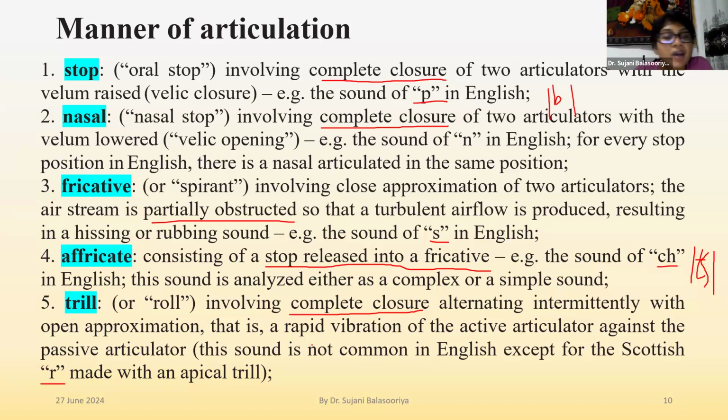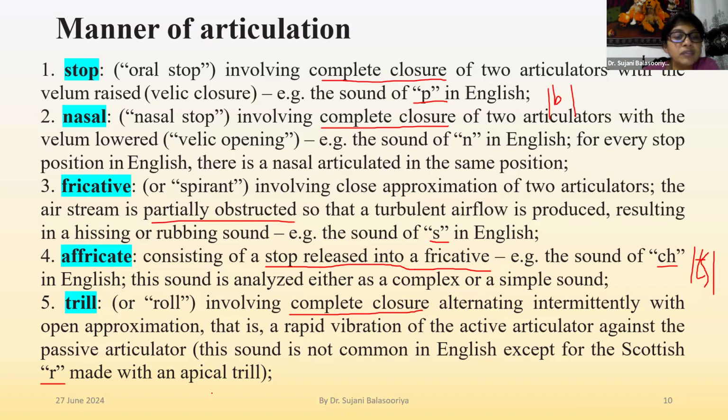There are active articulator and passive articulator. I hope you have some understanding about these 2 types of articulators. Active articulator is the speech organ that moves, whereas the passive articulator is the speech organ that does not move anywhere. It is fixed there.